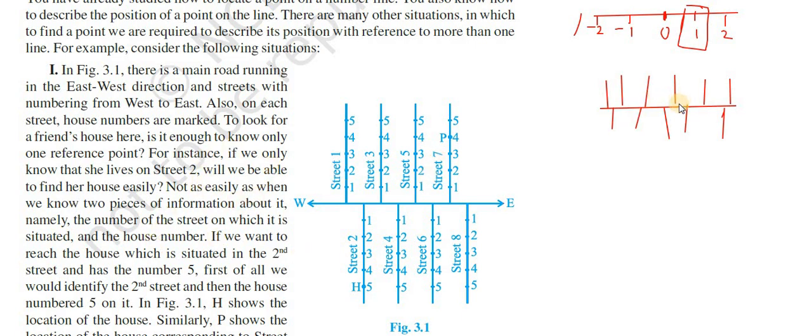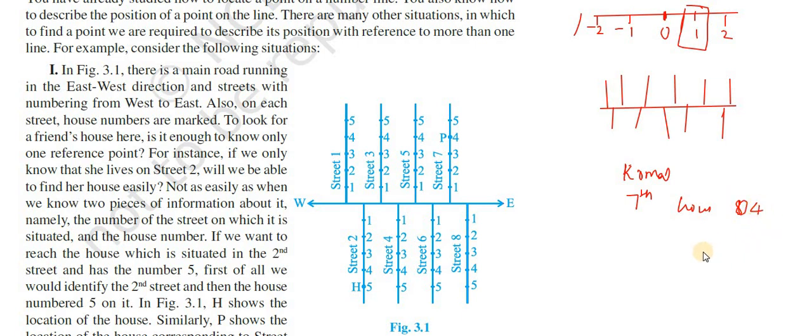Suppose we say that Komal is staying in 7th street, house number 8. Here, which is the 7th street? This is the 7th street. So which is house number 8? There is no house number 8. Suppose we say that Komal is staying in 7th street, in house number 4.